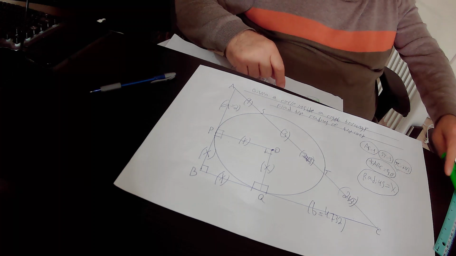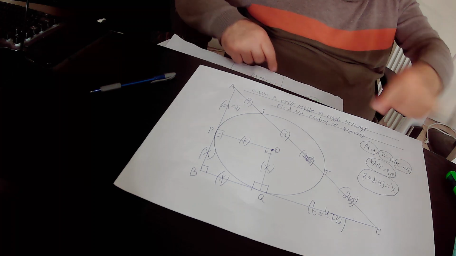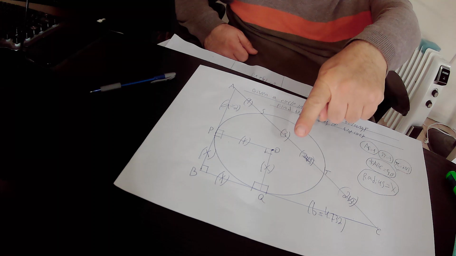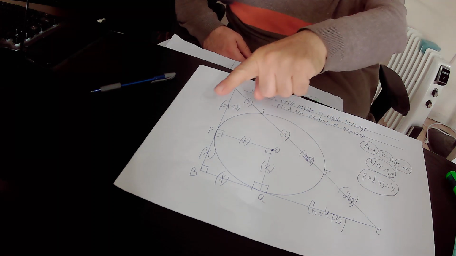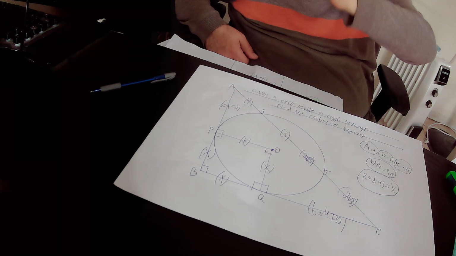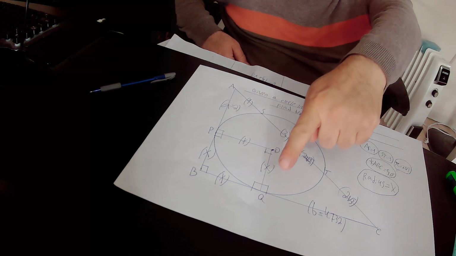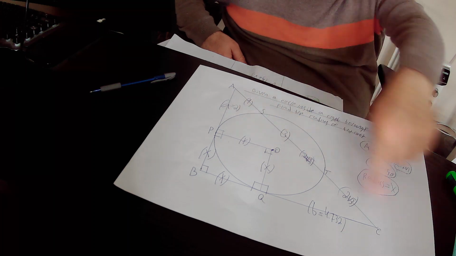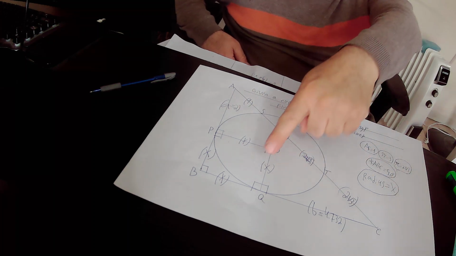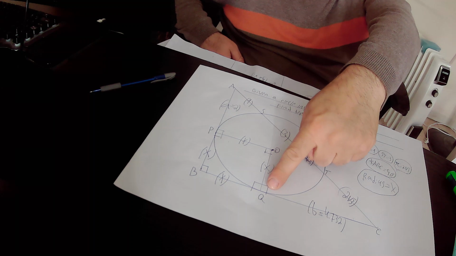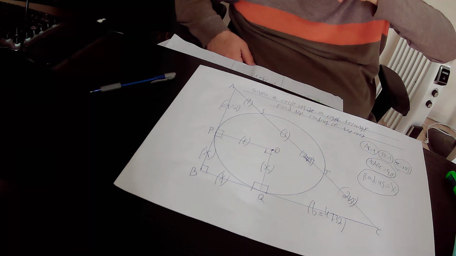We can implement rule 1 here. Why? Because we have the radius OQ drawn to point Q, the point of tangency of tangent BC with this circle. Whenever a radius is drawn to the point of tangency, the tangent BC will be perpendicular to the radius QO. If BC is perpendicular to QO, this angle equals 90 degrees and this angle also equals 90 degrees according to rule 1.